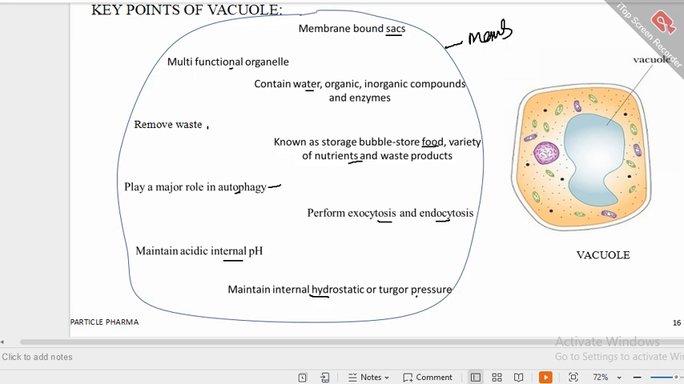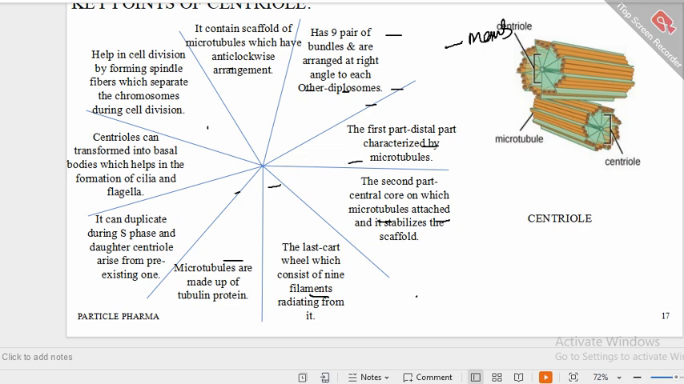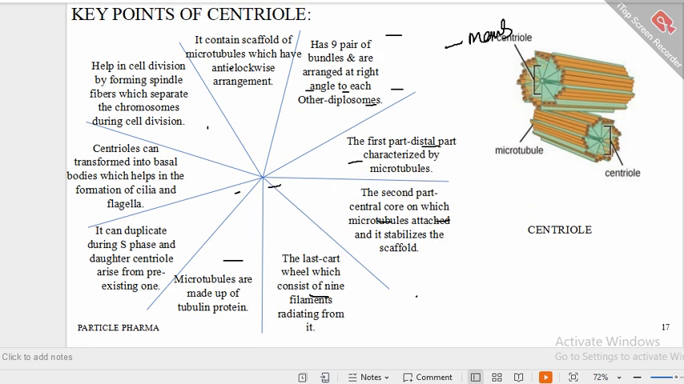It contains water, organic and inorganic compounds and enzymes like that of the other subcellular organelles. Moving on to the other subcellular organelle, the centriole, which we have already seen in the brief discussion of the terminologies of the cell. So let me start with the description of centrioles.